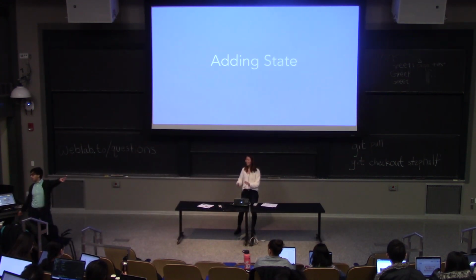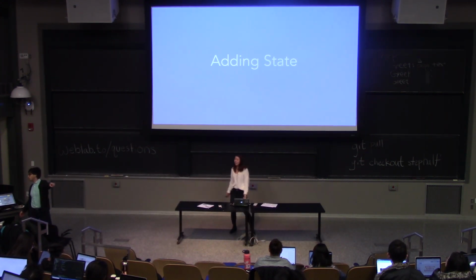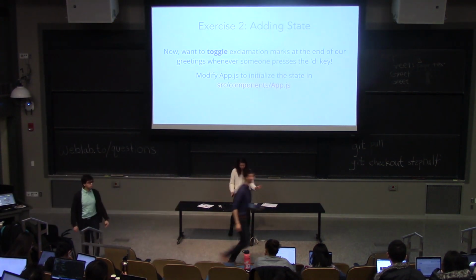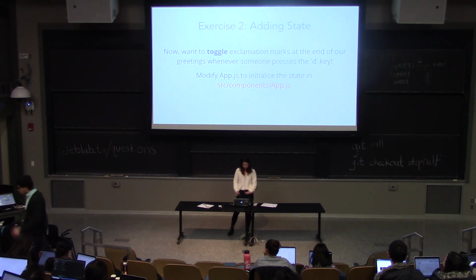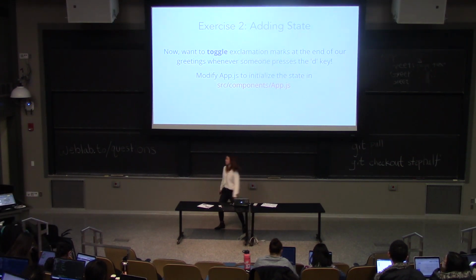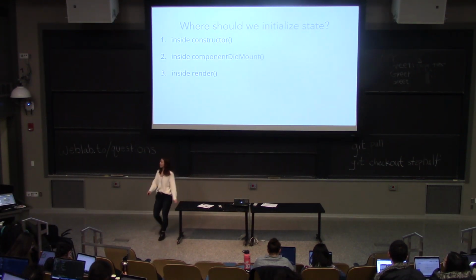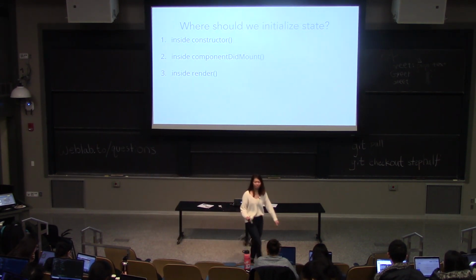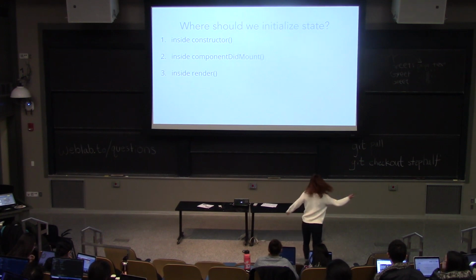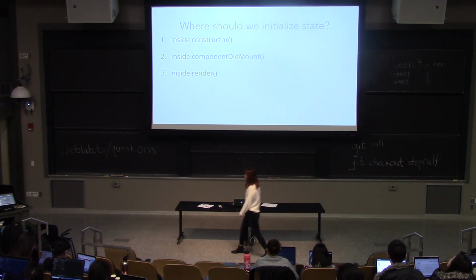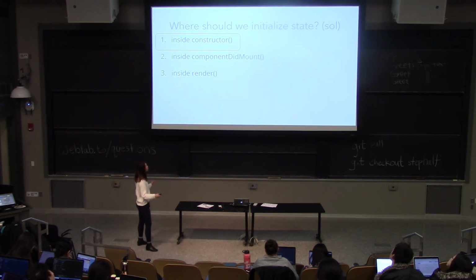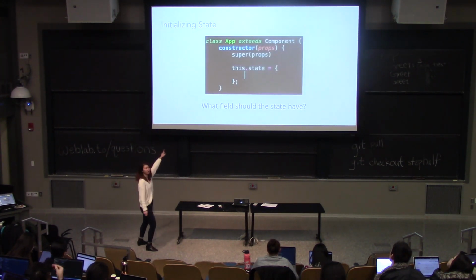Cool. So we're going to learn how to add state to our components, and that's what's going to allow us to toggle the exclamation marks. So let's go to app.js. Pop quiz: where should we initialize the state? Anyone know? Good, the constructor. We do it inside the constructor because that's called when the component is first created. So I want you all to add this into your code in app.js.